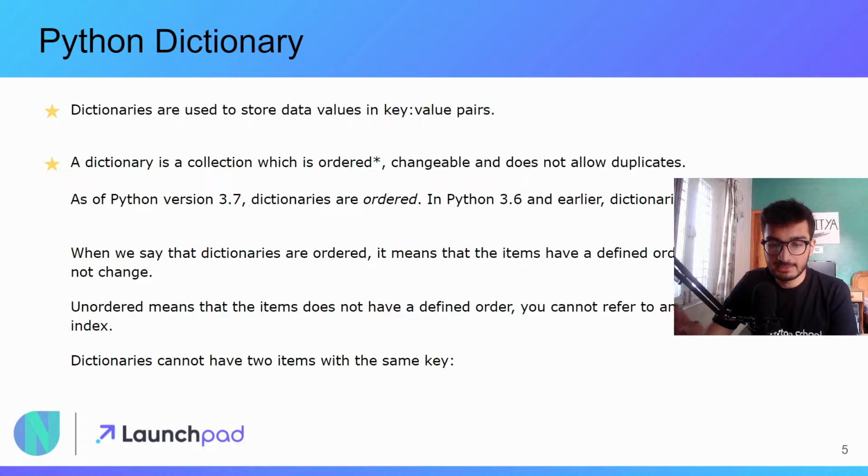Unordered means that the items do not have a defined order, and you cannot refer to an item by using an index. We have often seen how we access the different items in a list. We have an order to it, 0, 1, 2, 3, and we can use the index to access these elements, right? So in dictionaries, they weren't ordered before, but they are ordered now. So you can use the index to access the elements. No two items can have the same key, and thus dictionaries do not allow duplicates. They are changeable, though, so you can change the items in a dictionary.